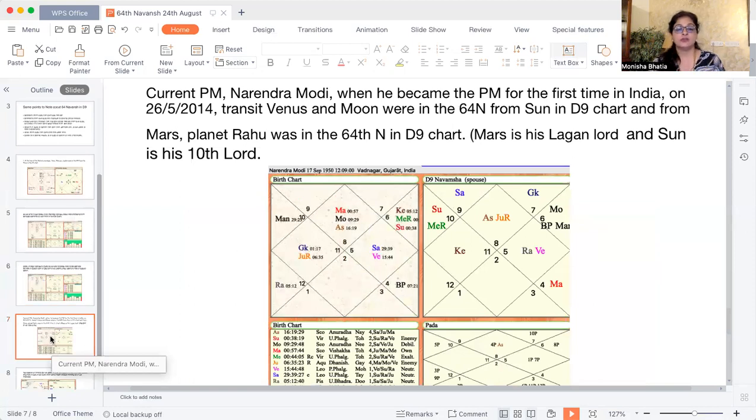The next chart is of our current Prime Minister of India, Shri Narendra Modi ji, who is running his second tenure as the Prime Minister, and he will complete his tenure by next year, and then there will be fresh elections. But when the first time he became the Prime Minister, it was the year 2014, and the month was May, and the date was 26th.